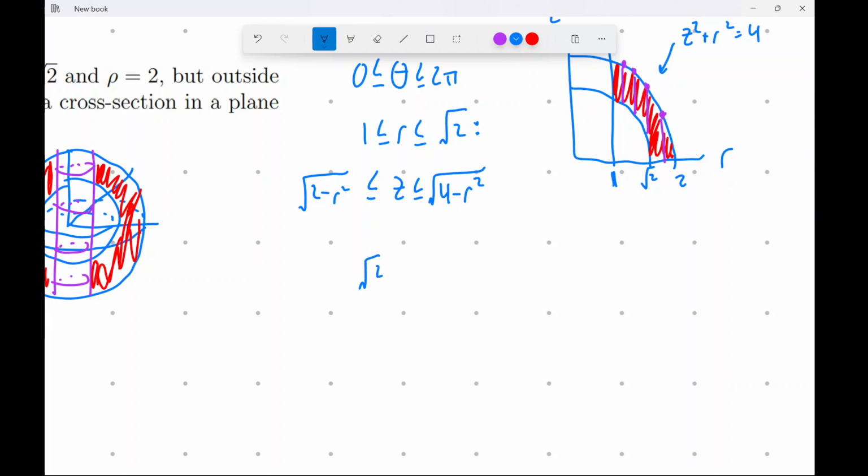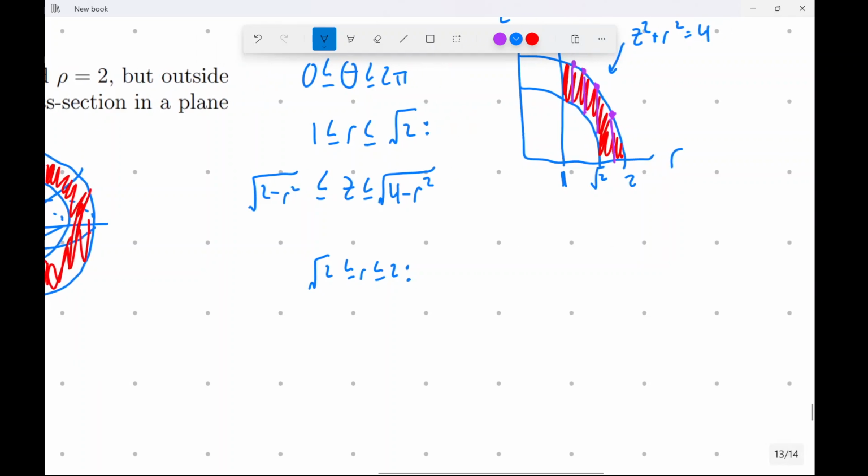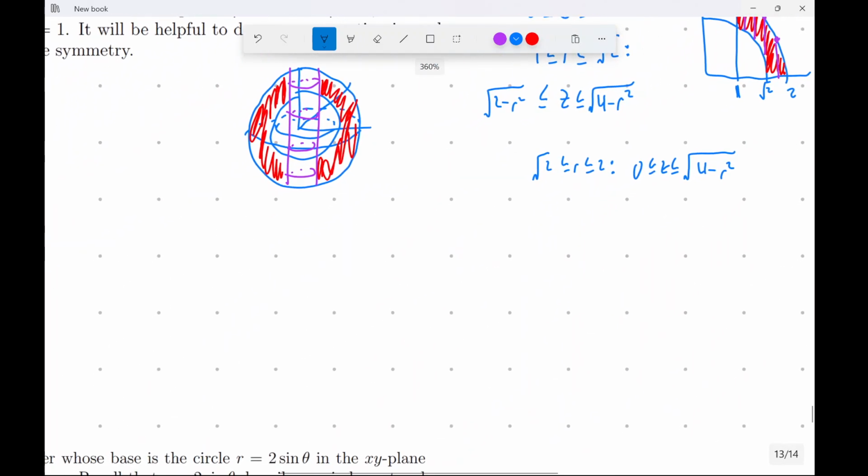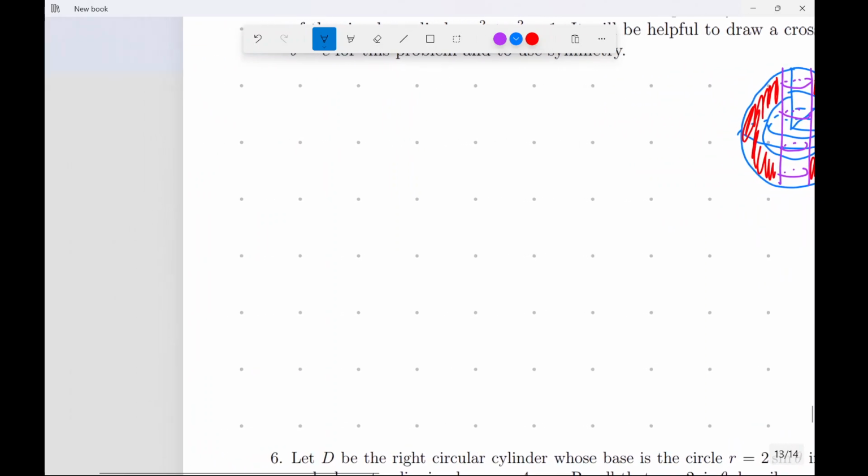When R is greater than root 2, then Z is between 0, and the lower bound for Z is 0. So 0 is less than or equal to Z. It's still bounded above by the outermost sphere, but it's bounded below by the xy plane. And so we'll have to set this up with two integrals.